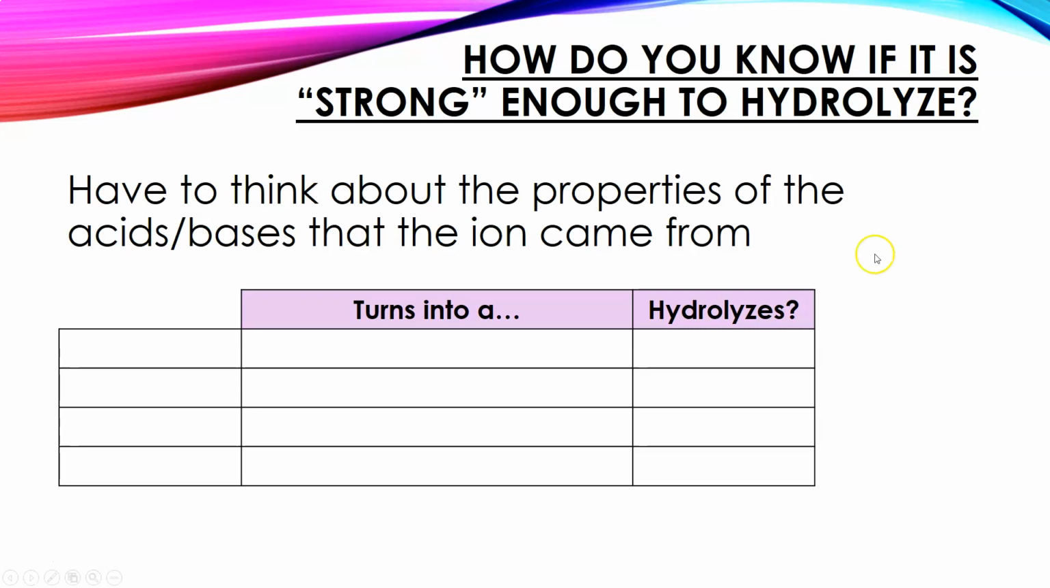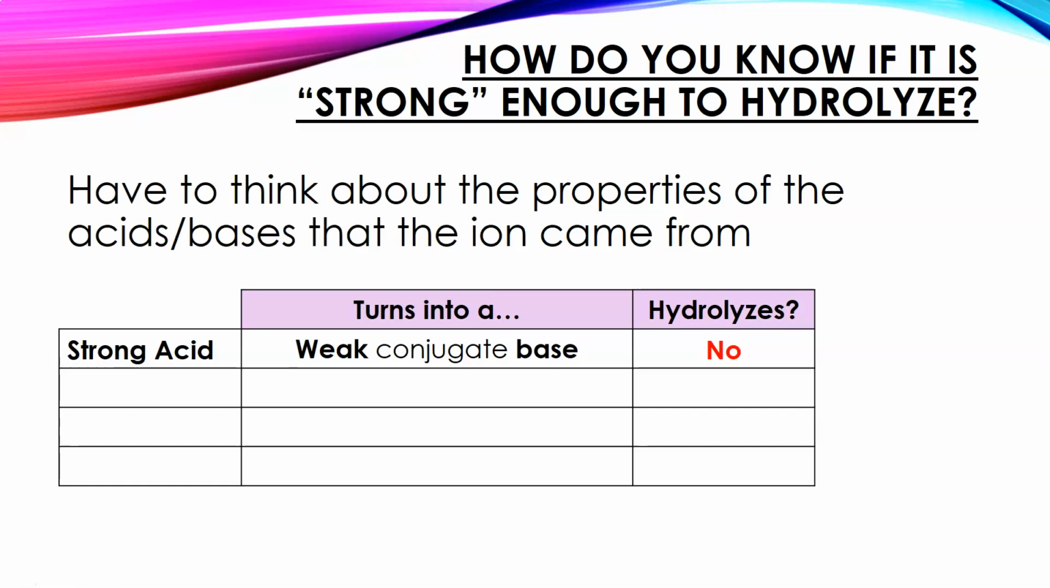So let's look at some examples. If we had a strong acid, that strong acid is going to dissociate, and the ions that you end up with are going to be weak because most of the molecules want to be dissociated since it was a strong acid. The resulting base is not going to want to go back to where it started. So a strong acid will result in weak ions, and they will not be able to hydrolyze.